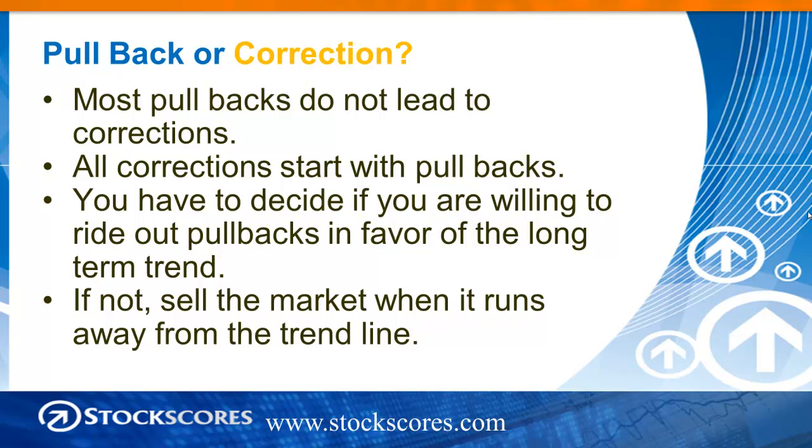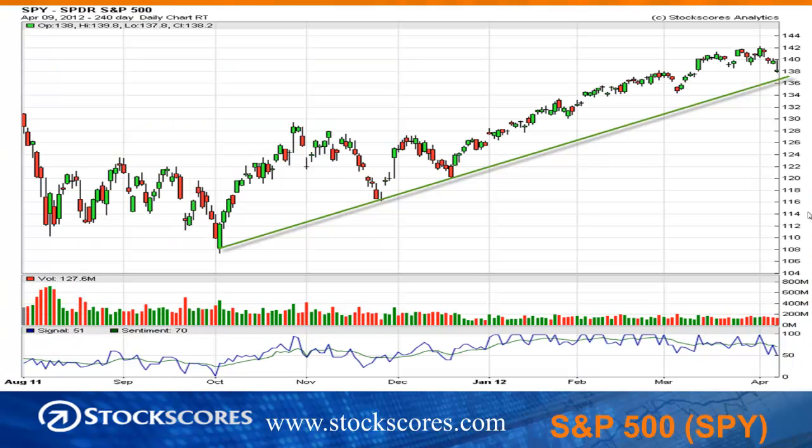With that said, all corrections start with pullbacks. And that's something to keep in mind because we want to remember that there will eventually be a time when the market corrects. We need to be able to tell the difference. What you have to do is decide whether you're willing to ride out pullbacks in favor of the long-term upward trend. And if not, you should be selling the market when it runs away from the upward trend line.